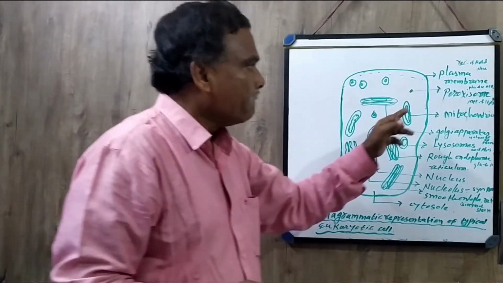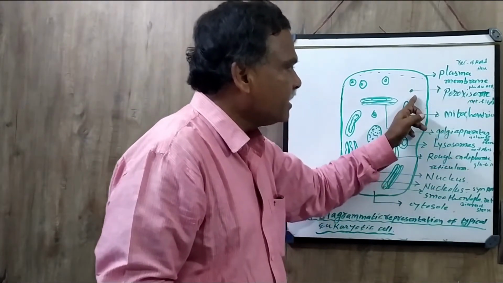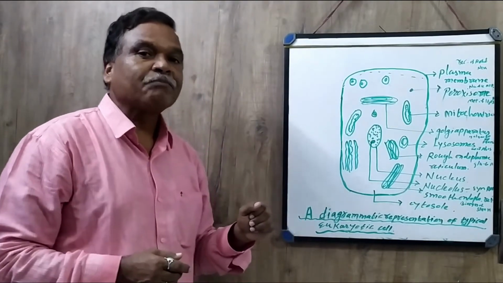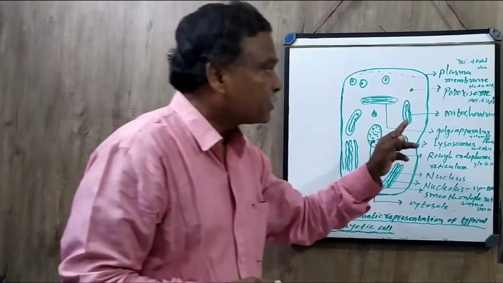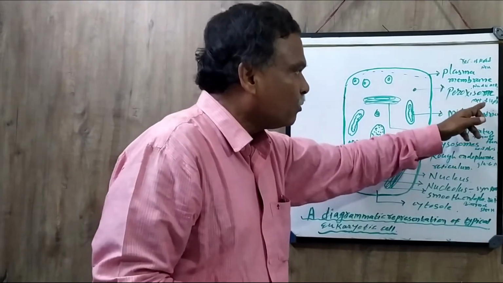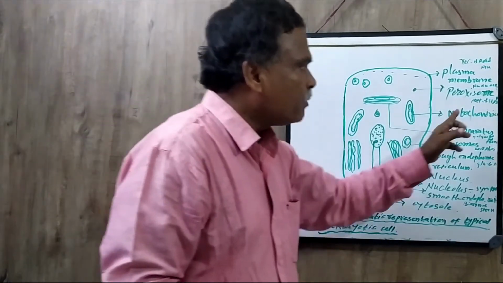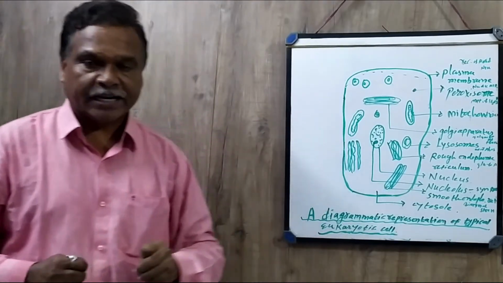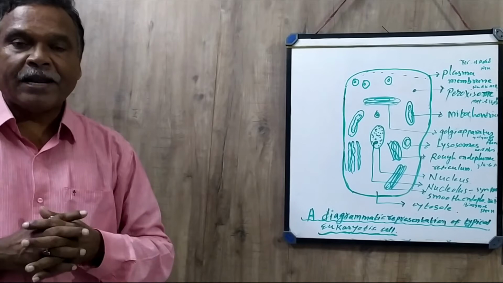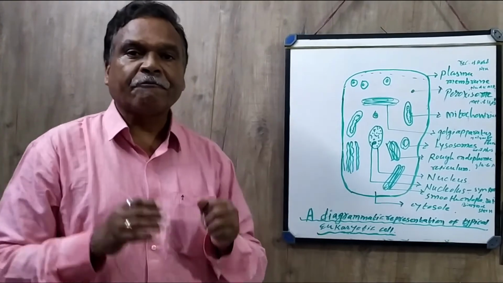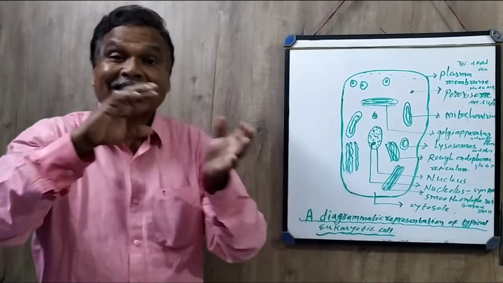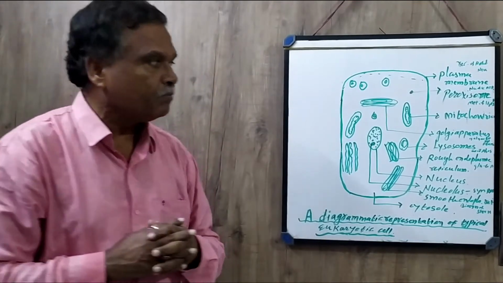Then the peroxisome is another organelle, also known as a subcellular element. The peroxisome is responsible for the metabolism of H2O2, that is hydrogen peroxide. Hydrogen peroxide plays an important role in free radicals. In the free radical, this H2O2 is converted to water and oxygen molecule.